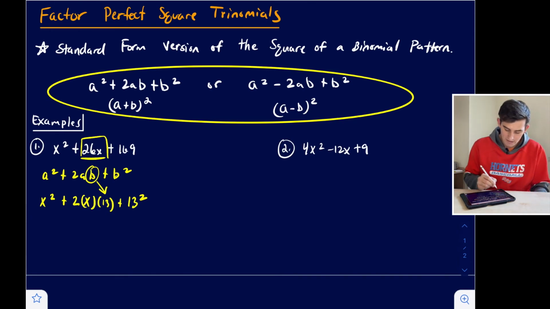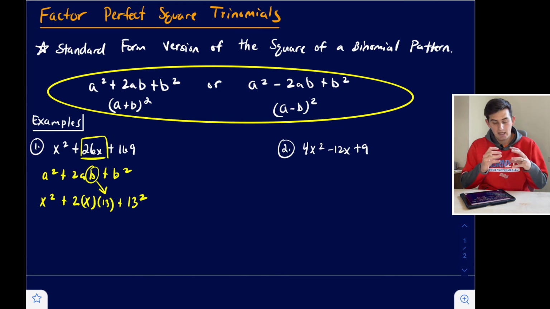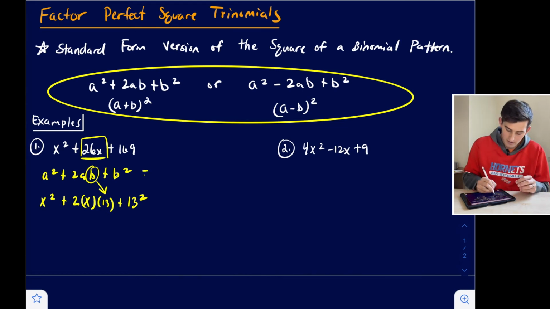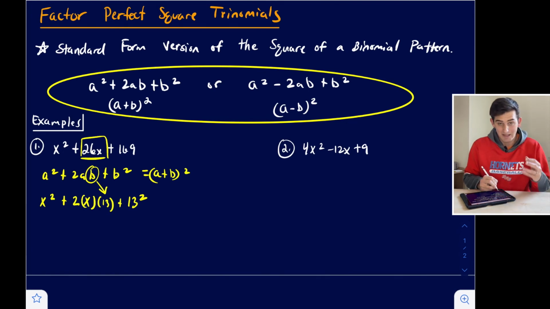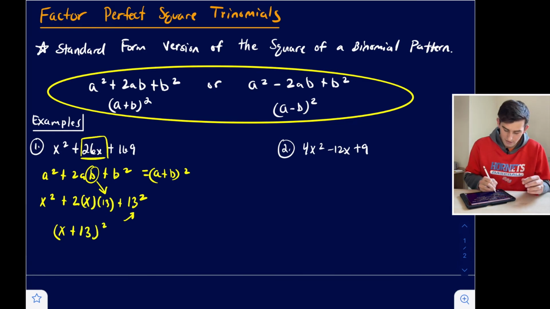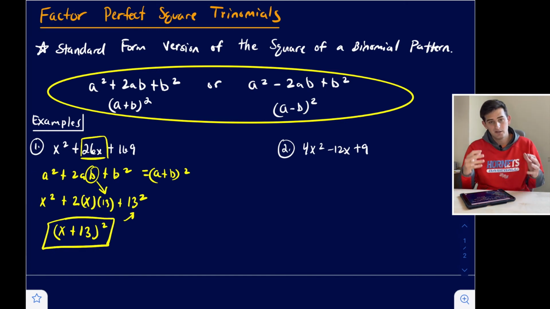So now we can write this as (a plus b) squared, right? So a plus b quantity squared. Well, we know a is x, and we know that b, once we saw it there in two separate locations, is 13. Okay, so our final answer would be (x plus 13) quantity squared.